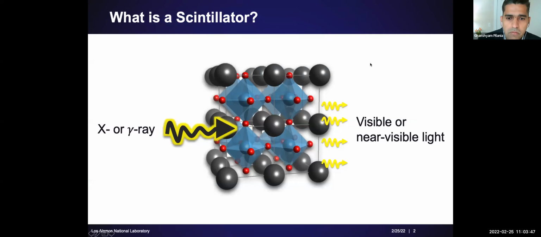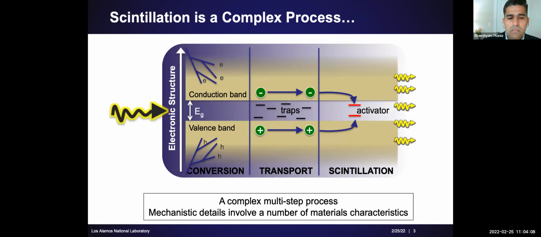For those who are not familiar with scintillators, scintillators are simply defined as materials that convert high energy radiation to sharp pulses of photons, usually lying within visible or near visible range of the spectrum. So it looks very simple, radiation in, light out. But when you take a closer look at the scintillation mechanism, you find out that it's a very complex multi-step process.